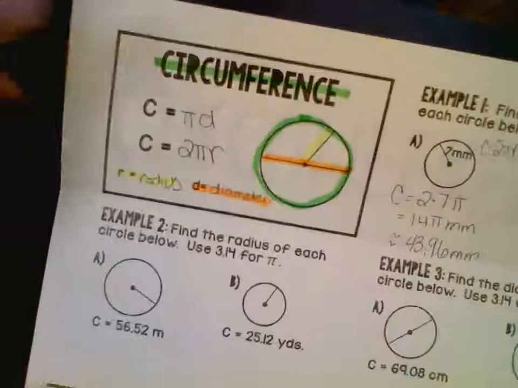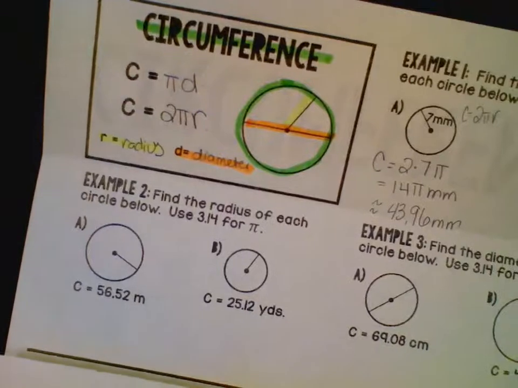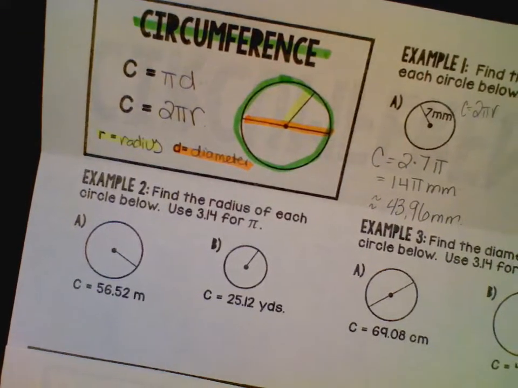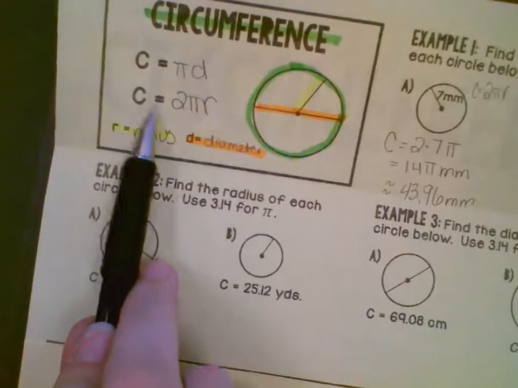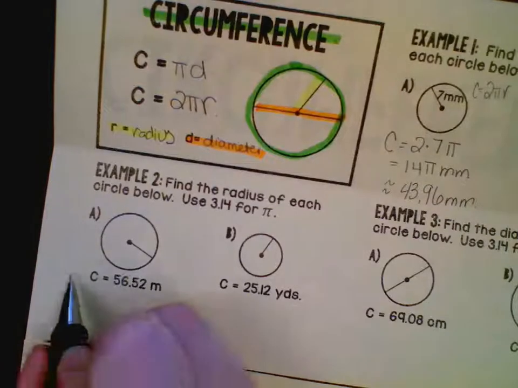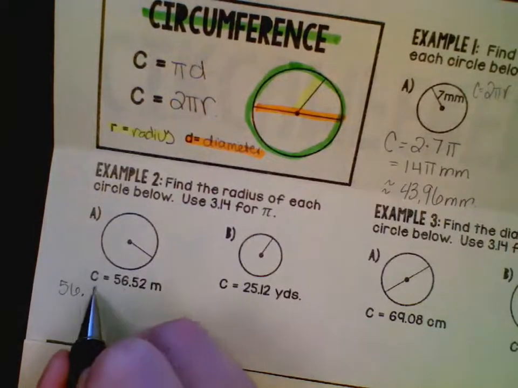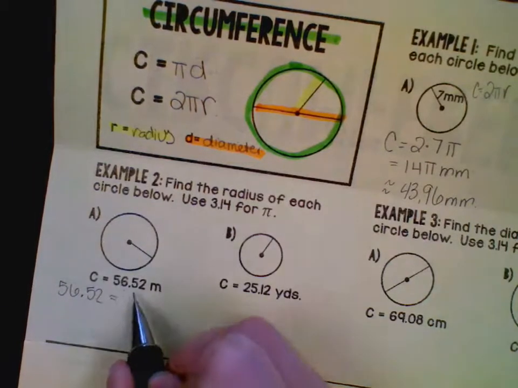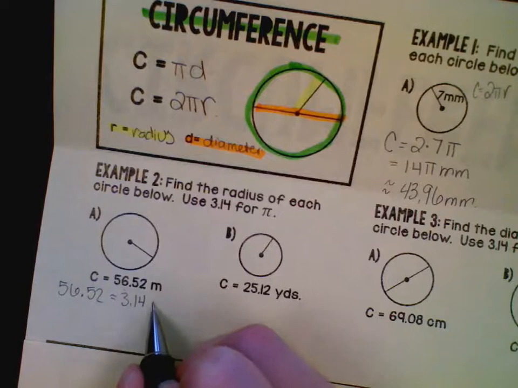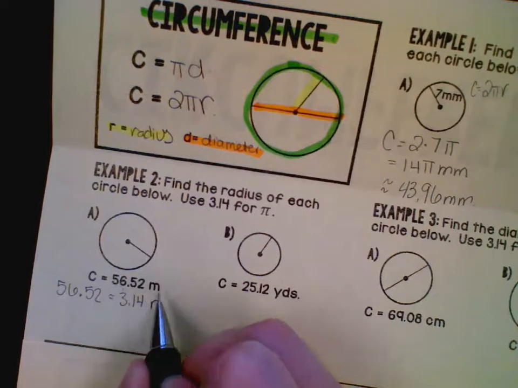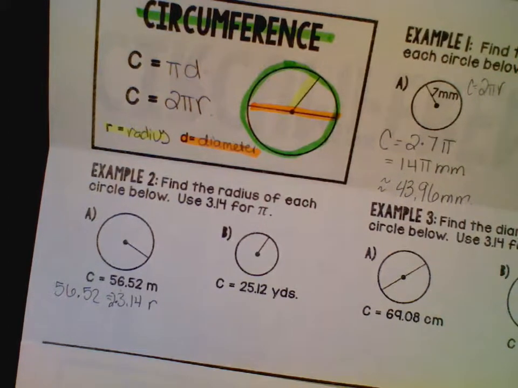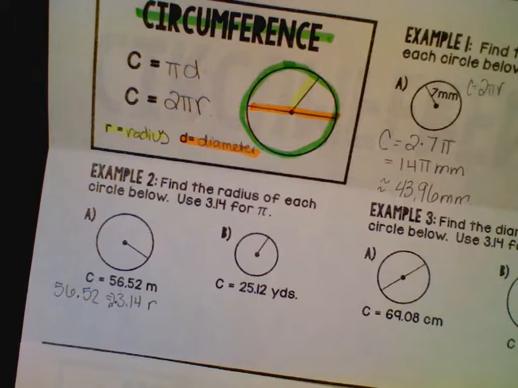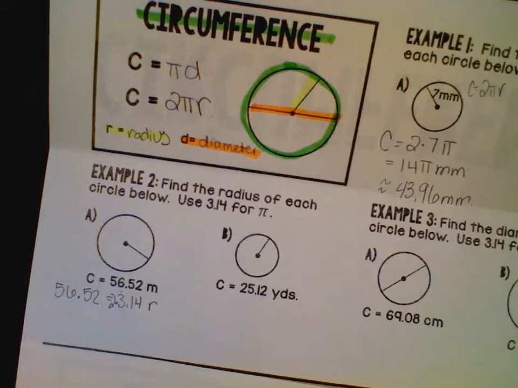Okay, for example 2, they ask us to find the radius. For these, we're going to be working backwards. We know that the circumference equals 2 pi r, and they gave us the circumference, so we plug it in for the circumference and try to find the radius. I'm going to plug in 3.14 for pi. Oh, we forgot the 2. 2 times 3.14. Then we would just solve this equation and we would know the radius. So instead of giving us the radius and asking for the circumference, they're giving us the circumference and asking for the radius. We just plug in what we know into the formula and solve.